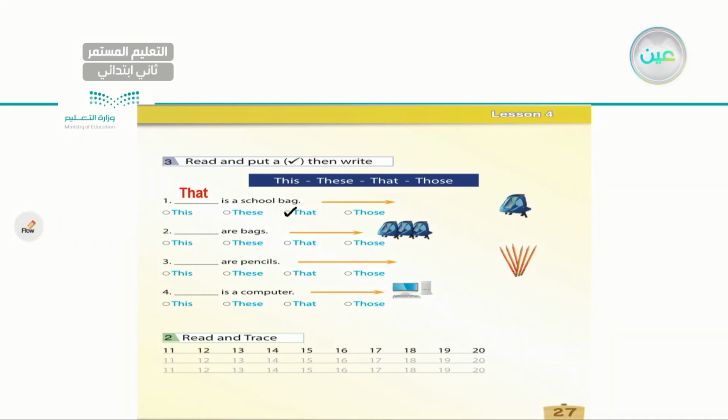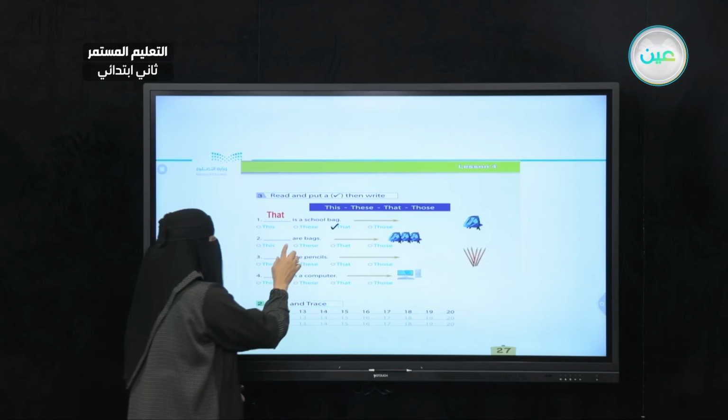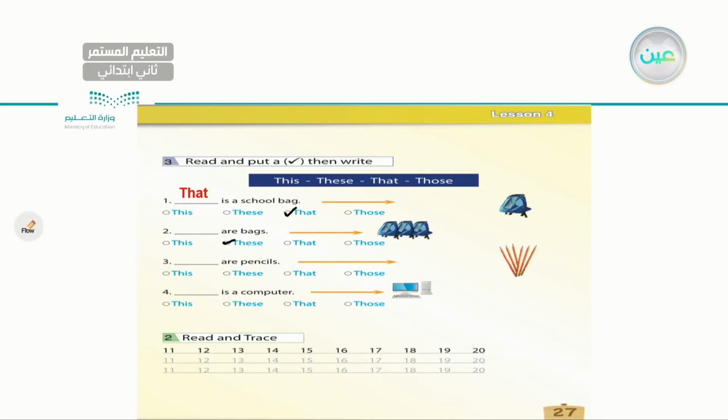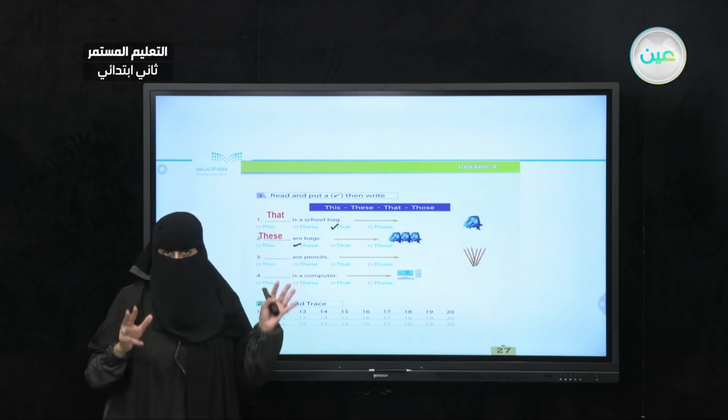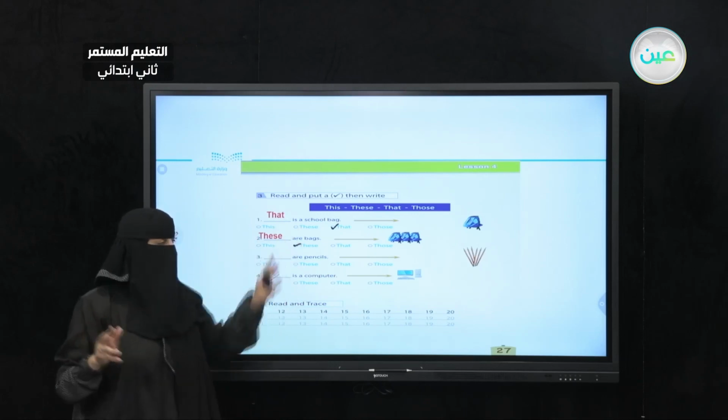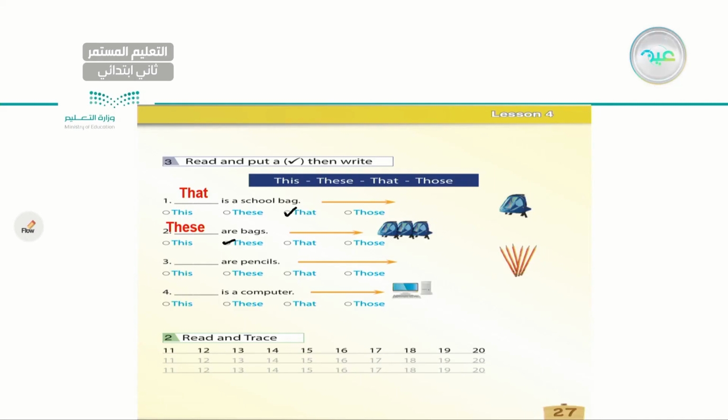Now, how about the next one? Our bags, they are close, they are near. They are near and they are several. This, these, that, and those. What do you think? What's the correct answer? Actually, I have these. These are bags. Make sure you are choosing and writing the correct word in each and every space. These are bags.